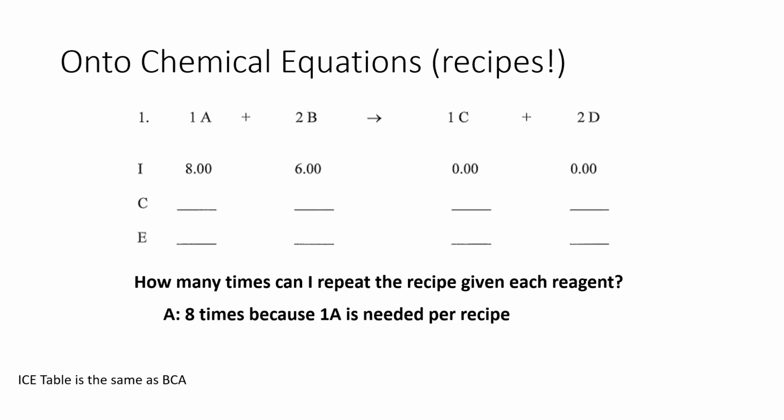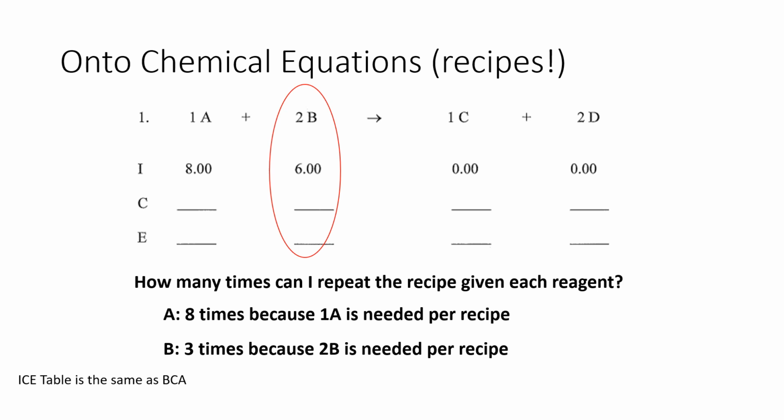So for A, it will be 8 times because 1 A is needed per recipe. So 8 divided by 1 will be 8 times. Now, how about B? Well, it'll be 3 times because 2B is needed per recipe. So if I'm given 6B, 6 divided by 2, it will be 3 times. So B in this case will be my limiting reagent. A will be the excess reagent.